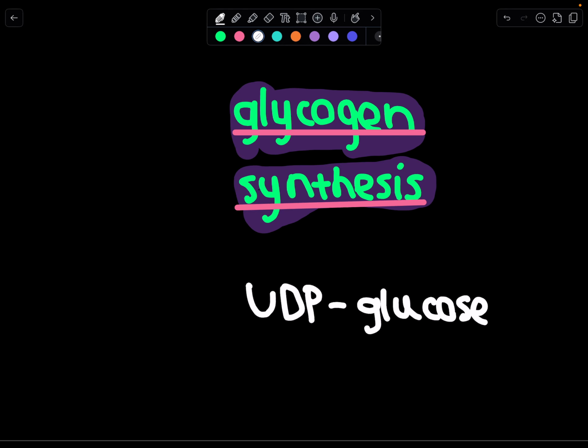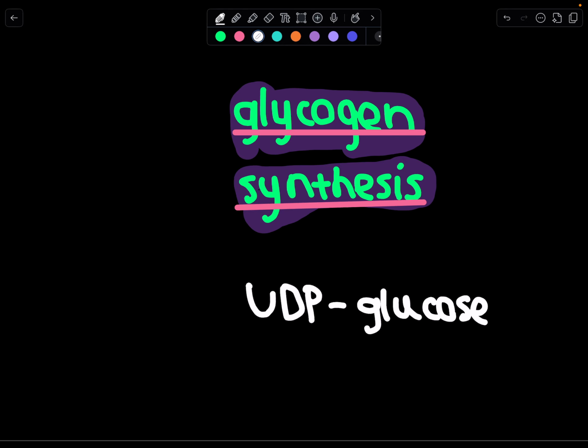Uridine in UDP-glucose is a nucleotide base that, when paired with two phosphate groups, UDP, acts as a carrier to activate glucose 1-phosphate into UDP-glucose, providing the energy and structure needed for glycogen synthase to add glucose to glycogen chains in the cytoplasm of liver and muscle cells.